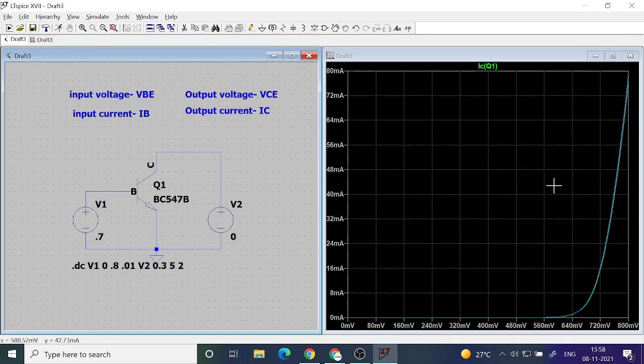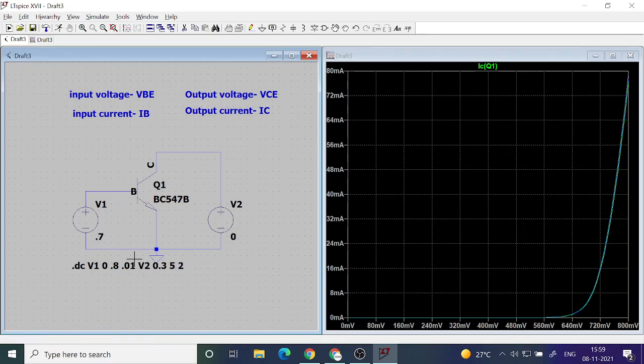But this is not the input characteristics. And to see that, you have to look at the vertical axis. You will see that it is a much larger current compared to the current that you saw for input characteristics. So notice that for transfer characteristics, you are getting something like 70 milliampere.